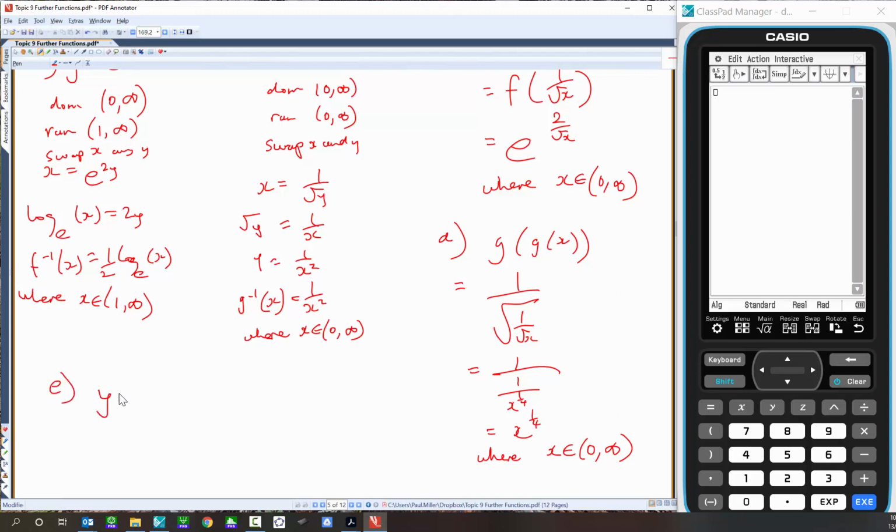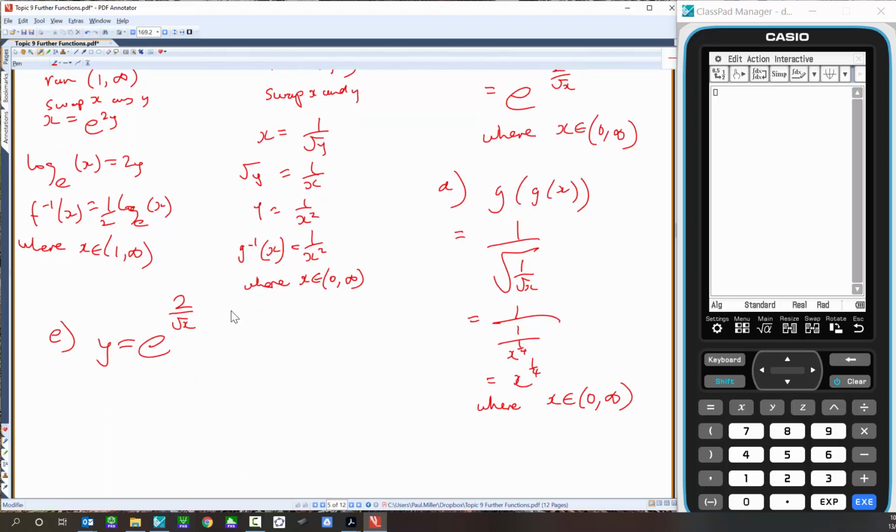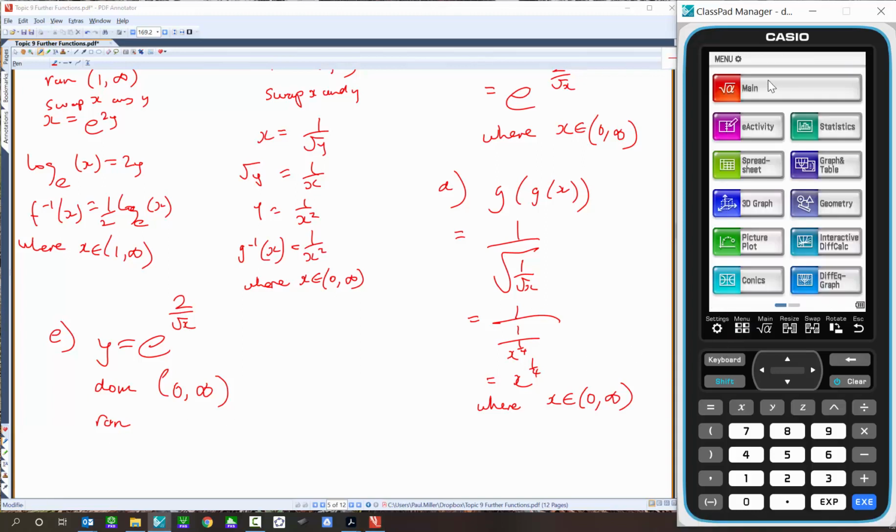E is going to be y equals e to the 2 over root x. Okay, so we want to inverse it. So our domain is 0 to infinity. Our range is going to be, so if I slap 0 in there, root 0, 2 over 0 is undefined. Ooh, that's a bit tricky. What's its range going to be? I'm going to have to go to the calculator on this one. So let's just work it through.